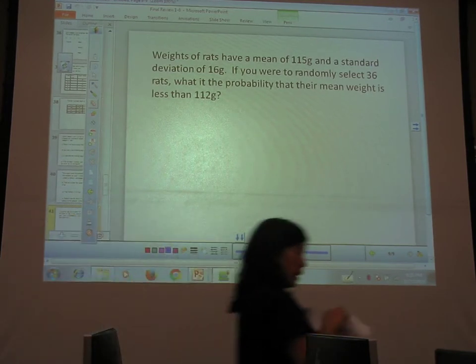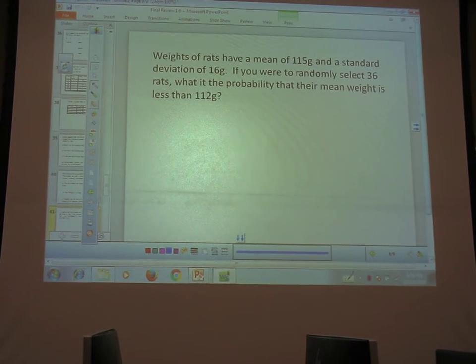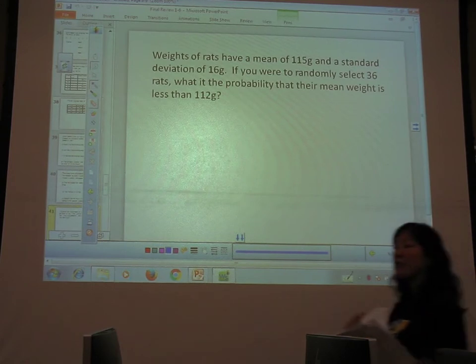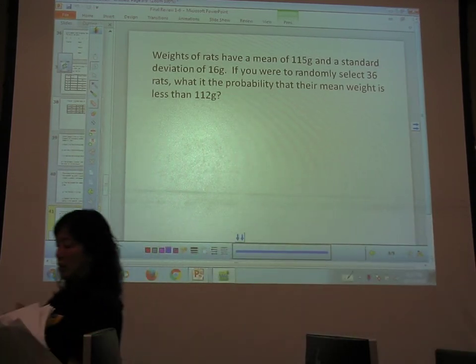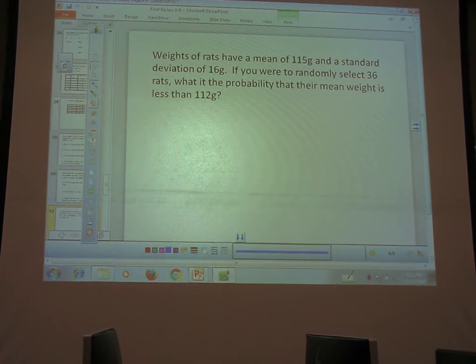Hey guys, what kind of problem is this? How's this different from the previous one? Actually, how's this different from the second part? They give you n, which means you don't have 1 rat, you have how many rats? 36. That changes things.